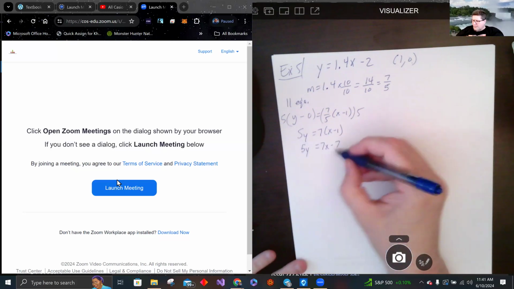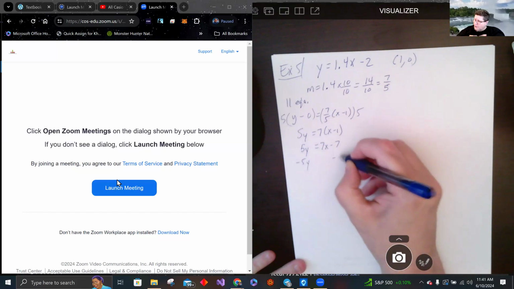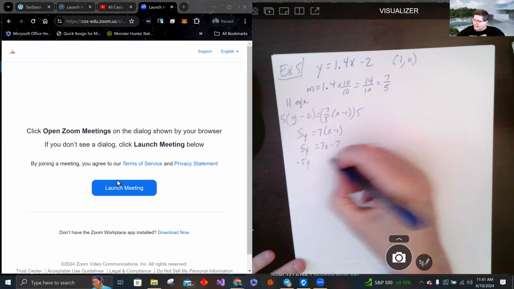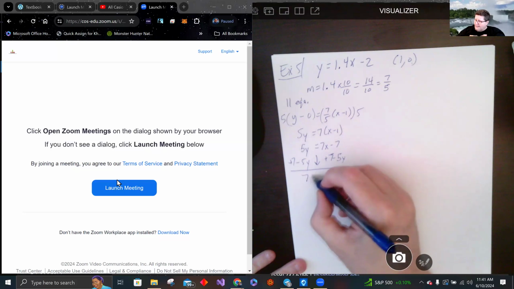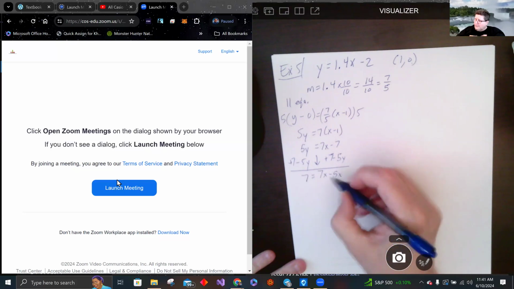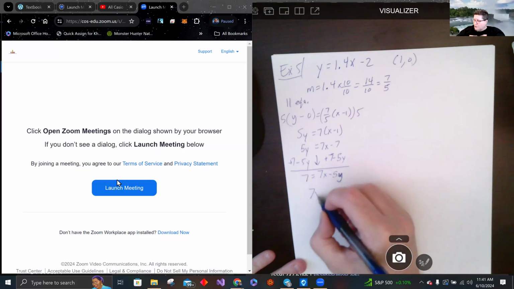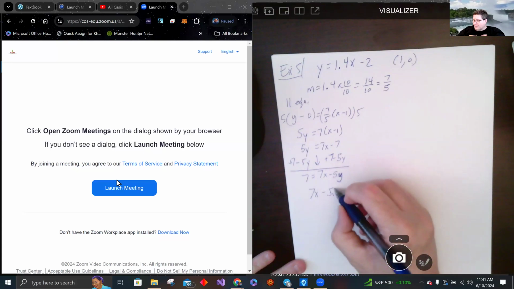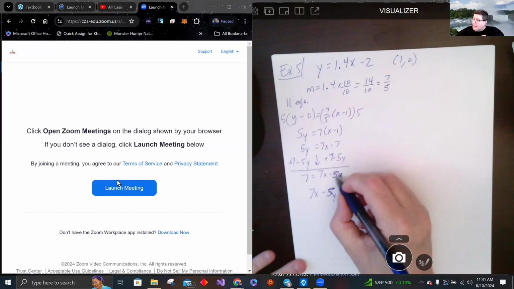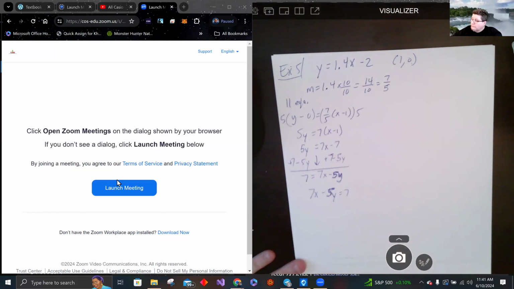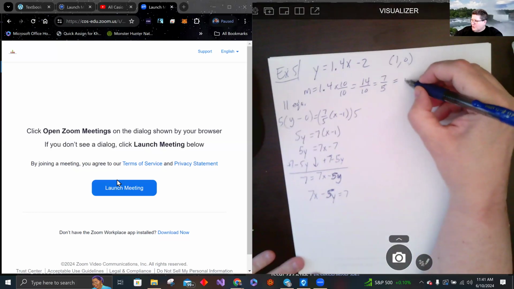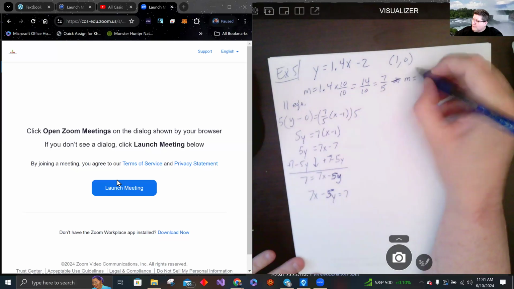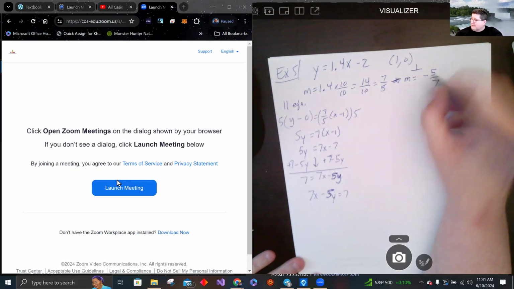And now I want my x to be positive. It's already positive. So I'm going to subtract the 5y to the right and add 7 to both sides. And I get 7 equals 7x minus 5y. Or I can change the order and do 7x minus 5y equals 7. I can see the slope here for the parallel or perpendicular line is negative 5 over 7.